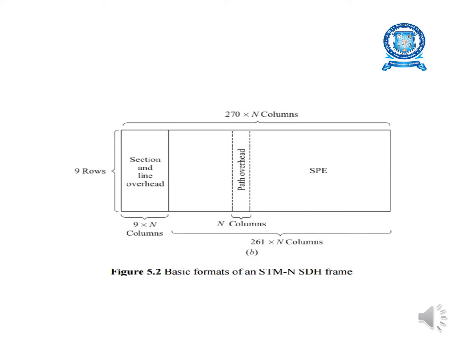So the total data rate of the STS-1 frame is equal to 6480 times 8000, that is equal to 51.84 megabits per second of data transmitted in a single STS-1 frame.